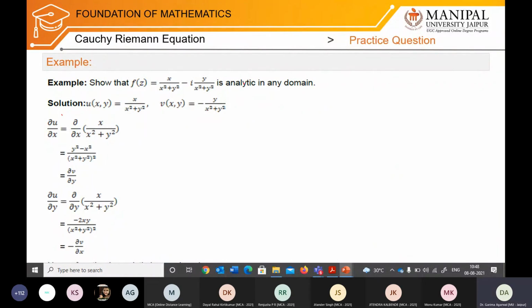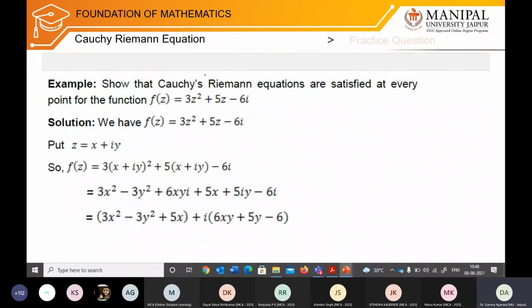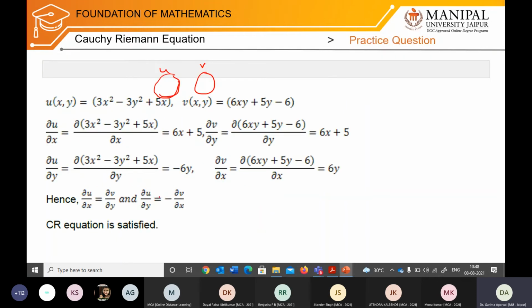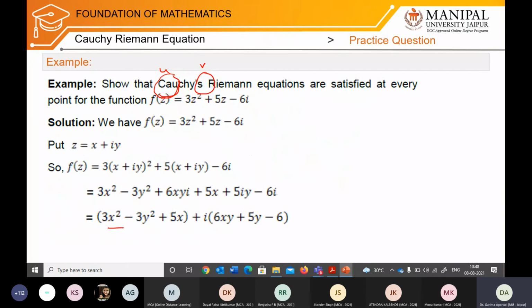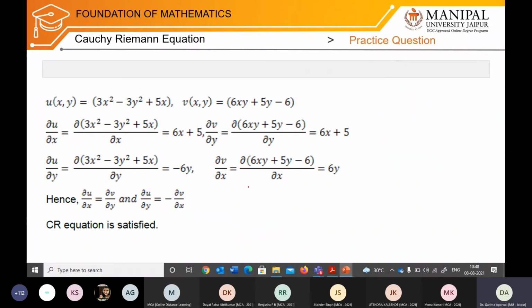Again we need to prove that it is analytic. That means we need to prove the CR equation. This one is u and this one is v, right? Here again we need to prove the CR equation. First of all we'll substitute the value of z, then we'll separate the real and imaginary parts, that is u and v. Then we'll find the partial derivatives.